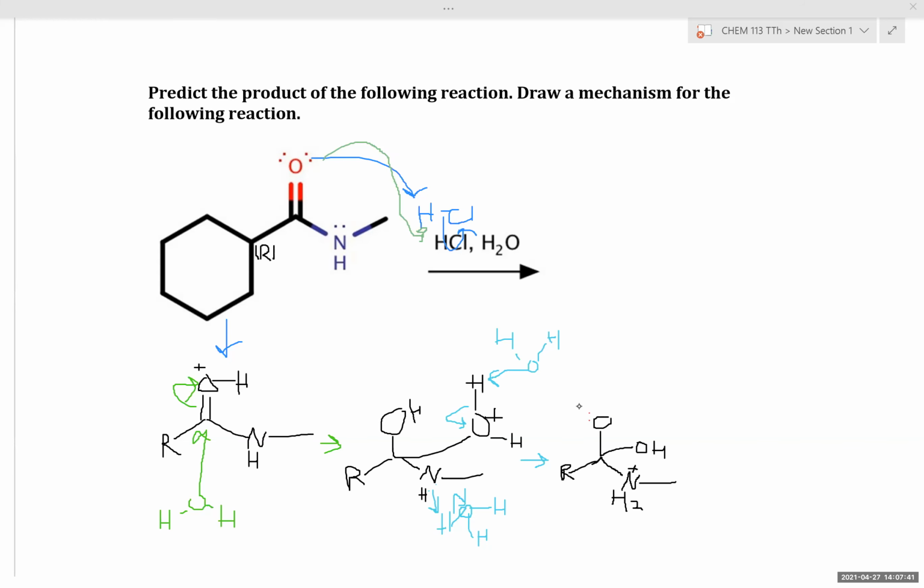From here, we can kick out our leaving group. So now that we have this wonderful leaving group in the form of ammonium, how do we get our carboxylic acid? I saw a few arrows drawn for that. Would anyone like to complete this annotation? Sure, perfect. And that way we kick out our leaving group, and that gives us our desired carboxylic acid.